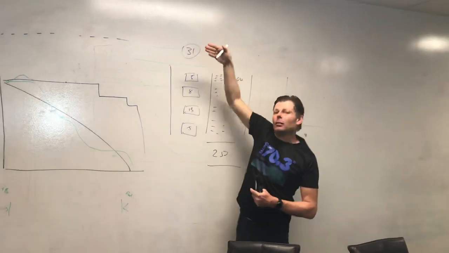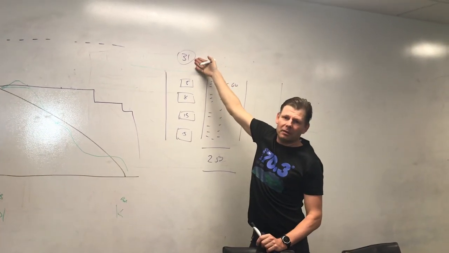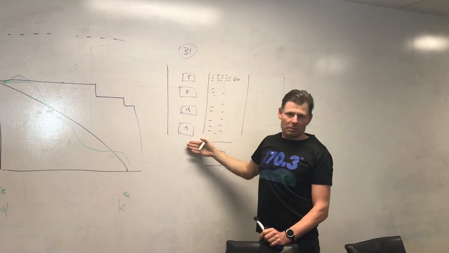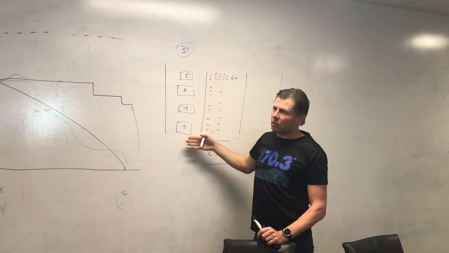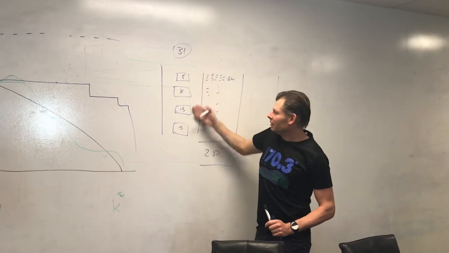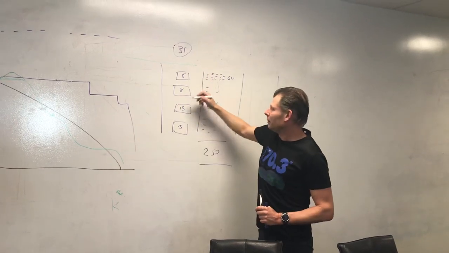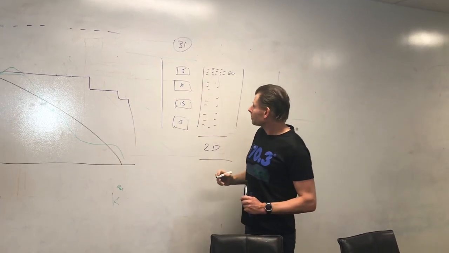In this case, I've got 31 points, and this particular team would have pulled in 31 points because they know that's what they can usually and realistically achieve within a sprint. They've sized these stories, and these stories are relative size to previous stories. So there's a 5, an 8, a 13, and another 5.